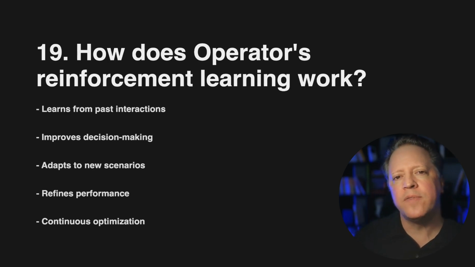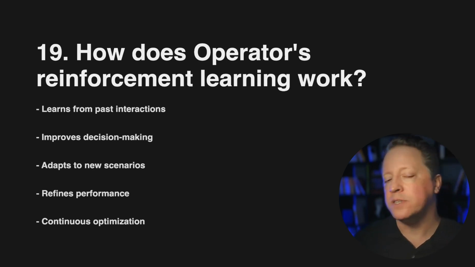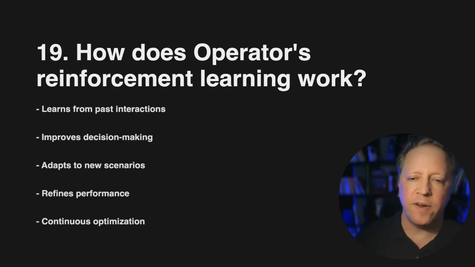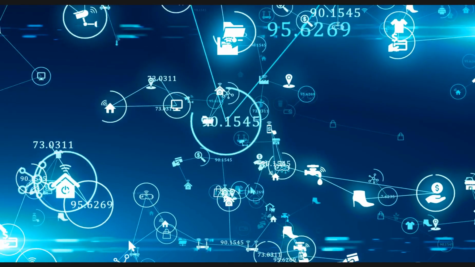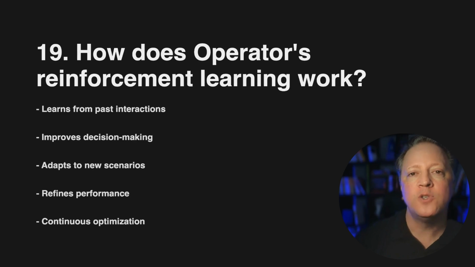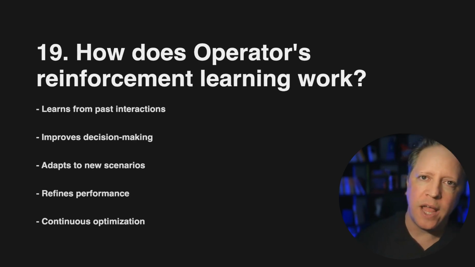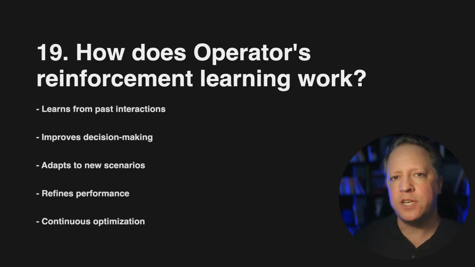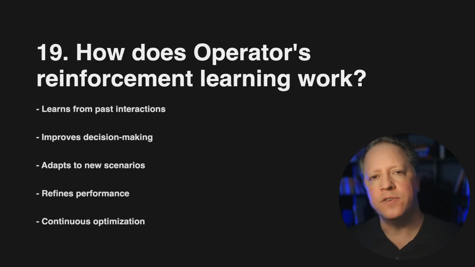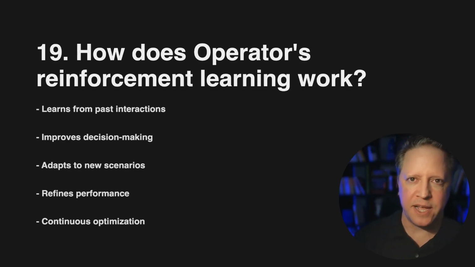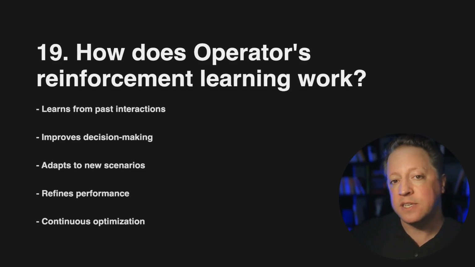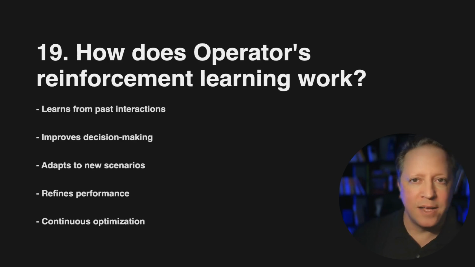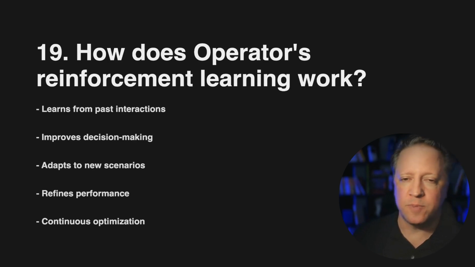How does Operator's reinforcement learning work? Well, this is a method of learning where an AI can improve by learning from past interactions, get better decision making, figure out new scenarios, refine its performance, and continuously optimize itself. So every time you give it feedback, you're helping it do the task that you're trying to do, but also this data can be used to teach Operator how to improve in the future so that it doesn't make that mistake anymore. This is really exciting to think about, that however you use it now, it's going to be a lot better 6 months from now. It's going to be a very different experience.